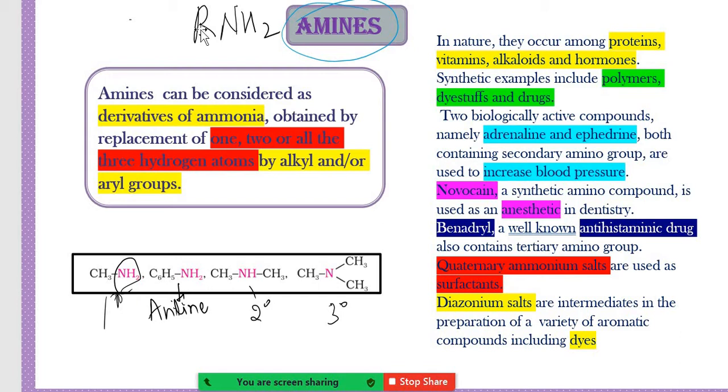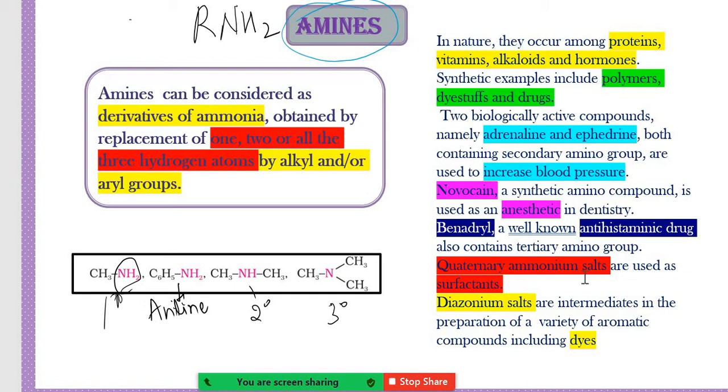Now the first paragraph of the first page tells us why we are studying this chapter, because amines are a part of proteins, vitamins, hormones, polymers, dyestuff, and drugs. Since they are part of so many things, it becomes important. Novocain is a synthetic amino compound used as an anesthetic. Then Benadryl cough syrup is an antihistaminic drug.